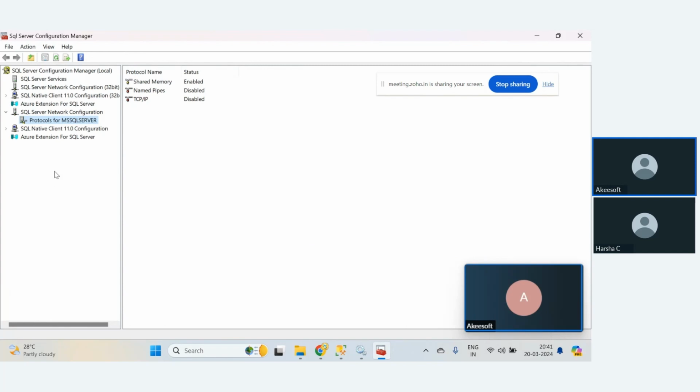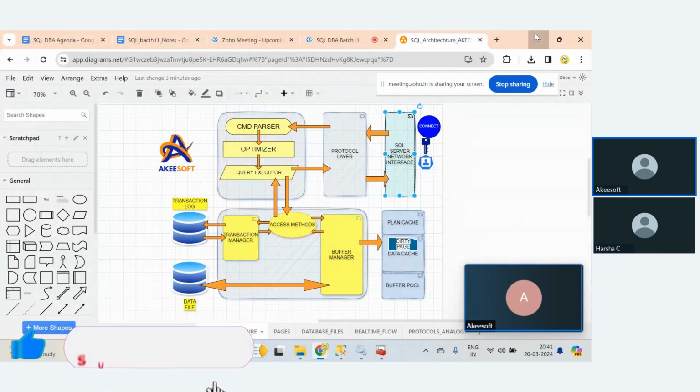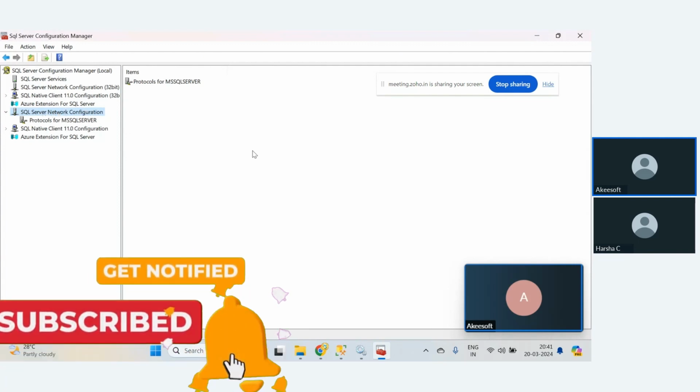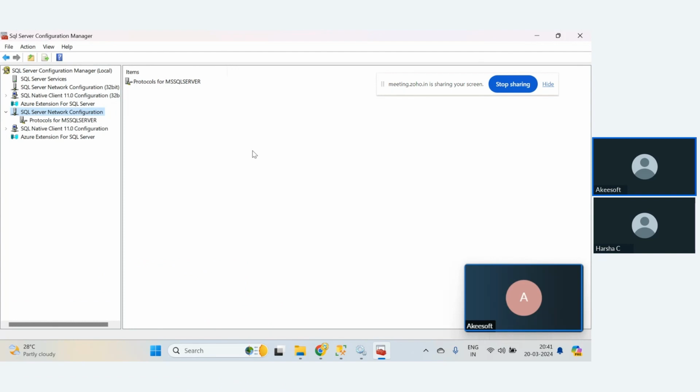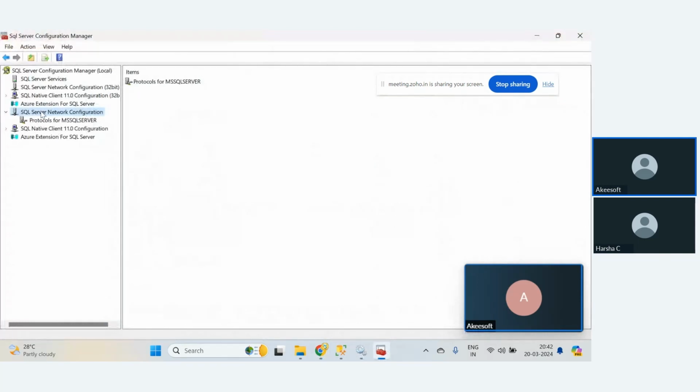Presently I want to focus on the network configuration, which I relate to the network interface. The network configuration decides whether the user is allowed to go to the next level or not. Network configuration means the network interface, and under this we have protocols. These are the types of protocols.